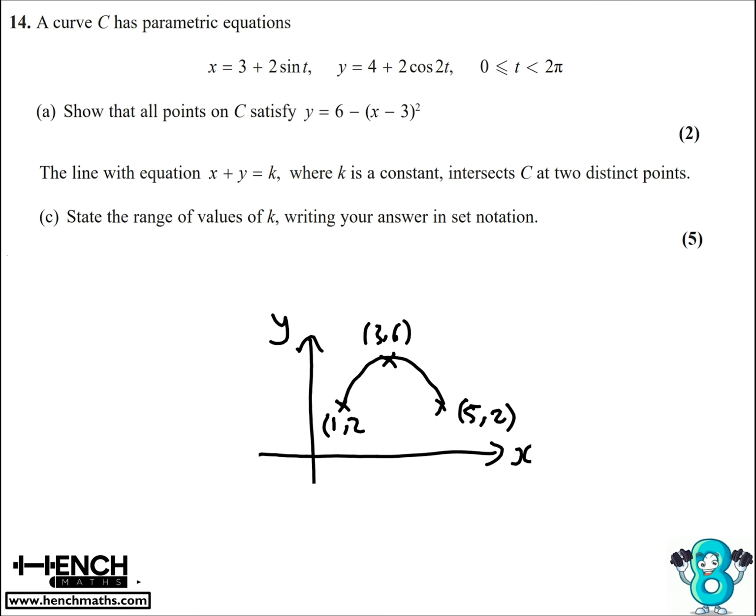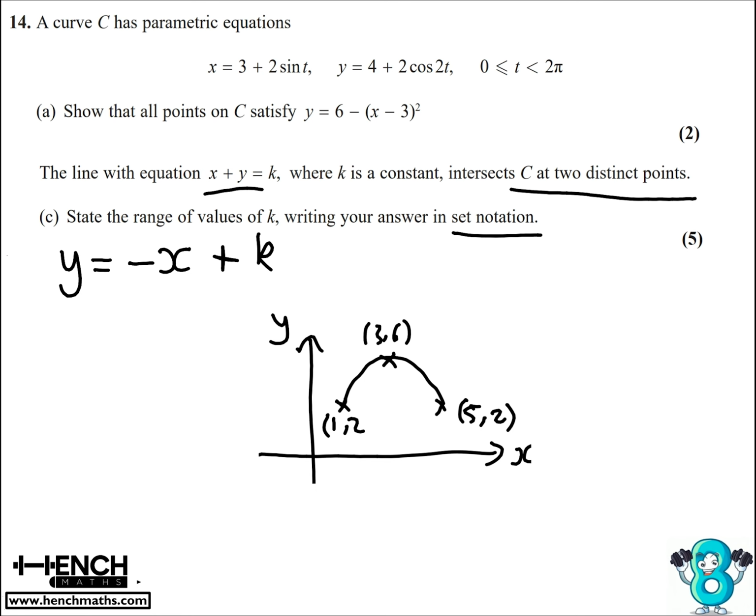The line with equation x plus y equals k, where k is a constant, intersects C at 2 distinct points. So we have this equation intersects the curve at 2 points. State the range of values of k, giving your answer in set notation. So let's consider this. x plus y is equal to k. If we make y the subject, that's y equals negative x plus k. Now I know what negative x plus k roughly looks like. It's a straight line with a negative gradient, and it's going to go through at k. So I'm going to draw just some examples of what this might look like.